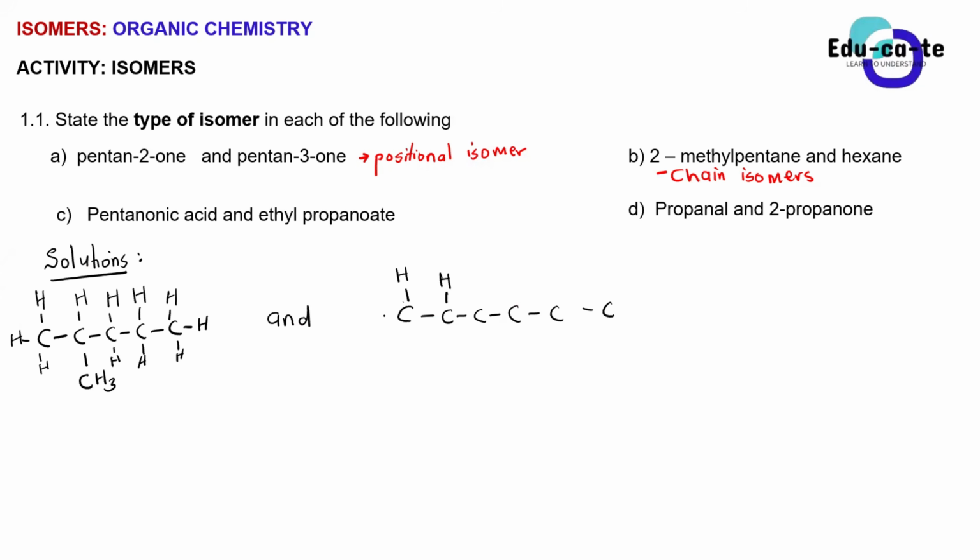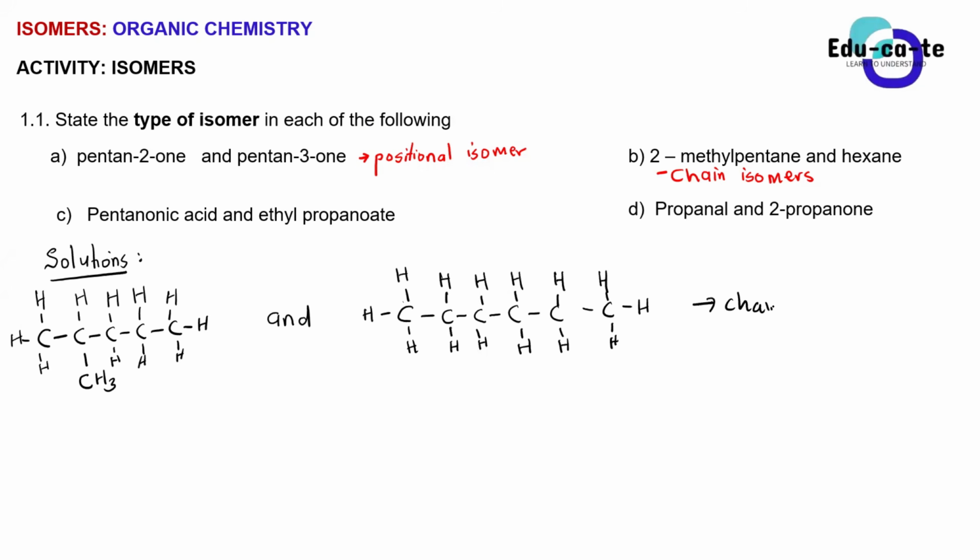So what's the difference between these two compounds? The other one is branched, the other one is not branched, sir. Yes, so the other one is branched, the other one is not branched. So this means that these are what? These are chain isomers, because one has got a branched chain, another one has got a straight chain. So one is a branched chain, another one is unbranched, or you can say it's a straight chain. So these are chain isomers.